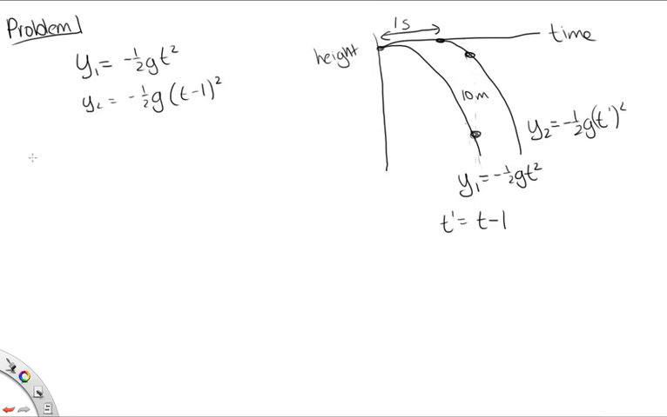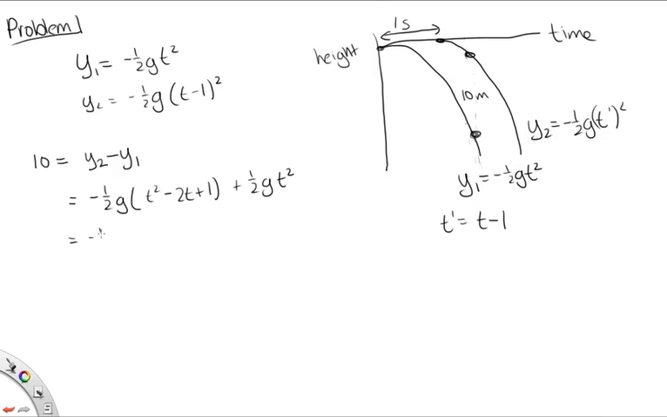So we know that 10 is equal to y2 minus y1. So let's substitute in from these equations into this equation. We've got this is equal to minus a half g. We can expand these brackets here. We've got t squared minus 2t plus 1. And then we've got minus y1. So that's plus a half gt squared.